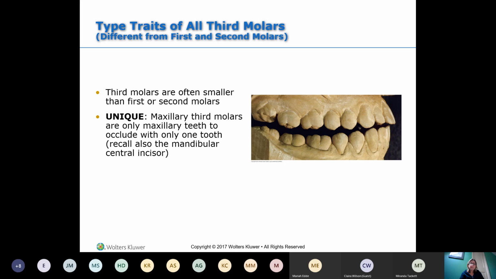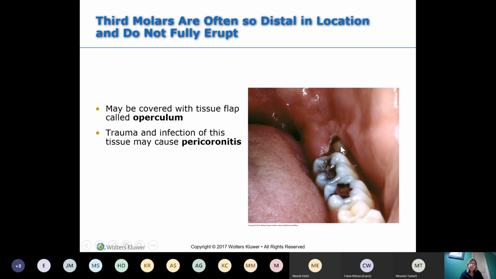This flap of tissue over a semi or partially erupted wisdom tooth is called an operculum. You're going to see this all the time in clinic because we have patients whose wisdom teeth don't have space to come in and they haven't had regular dental care, so they haven't had a chance to get them extracted. So you'll see this where the cusps have come through the tissue, but that's as far as they can go because they've run out of space. This flap of tissue is called an operculum.